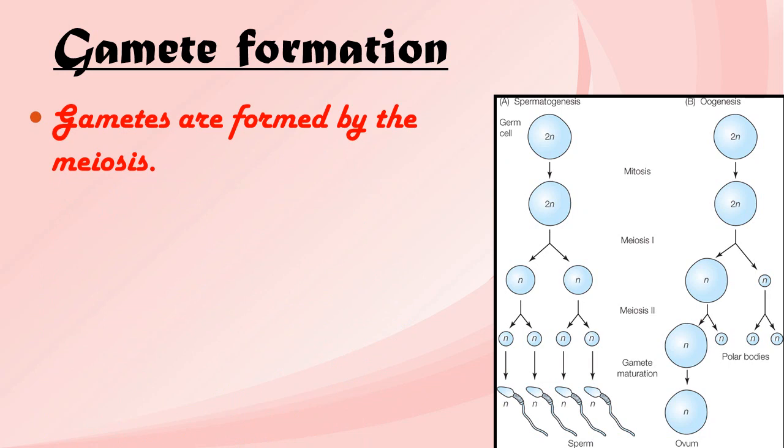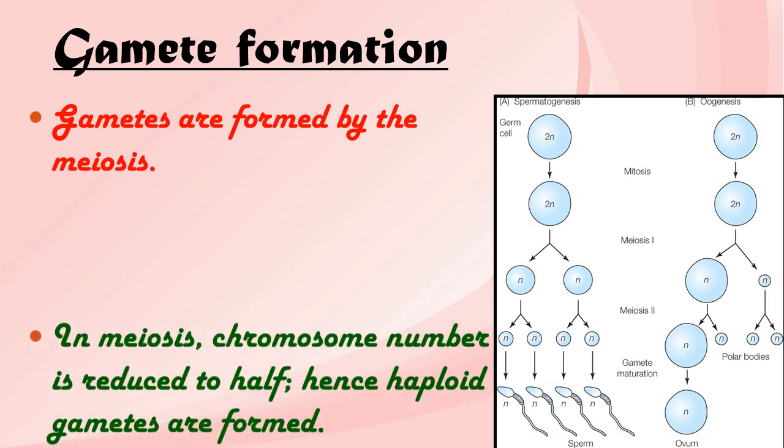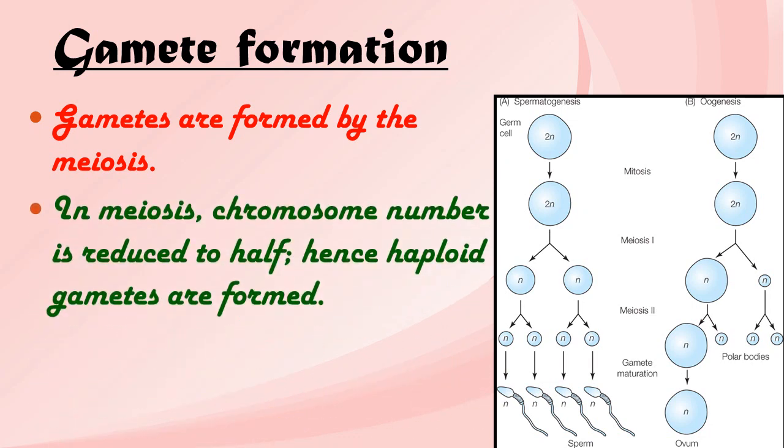Student, gametes are formed by the process of meiosis, and meiosis is also called reductional cell division. Why? Because, as you can observe here in spermatogenesis and oogenesis, the germ cell, which is 2n, a diploid cell, is converted into a haploid cell, that is n. That means the chromosome number is reduced from 46 to 23. So in meiosis the chromosome number is reduced to half, and hence haploid gametes are formed. Sperm are the haploid male gametes, and ovum or eggs are the haploid female gametes.